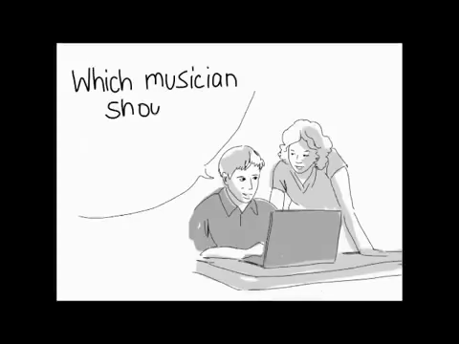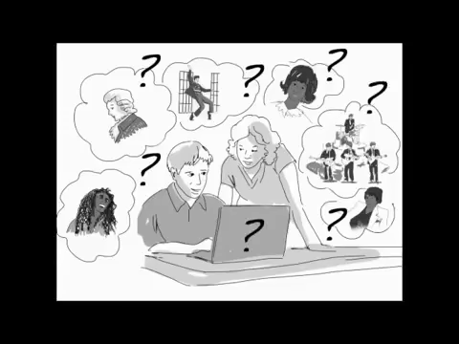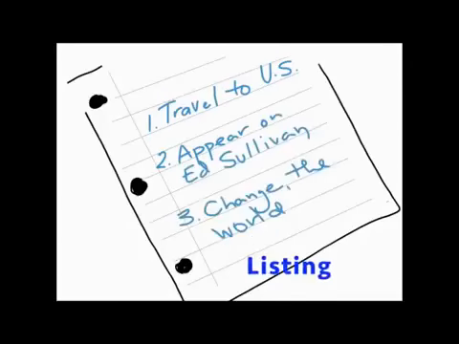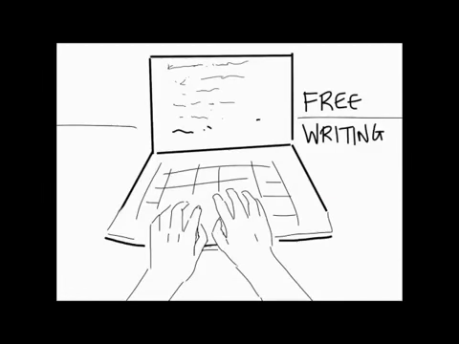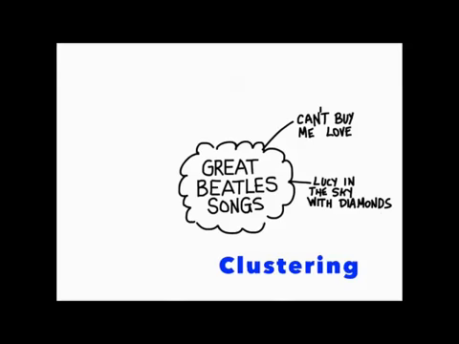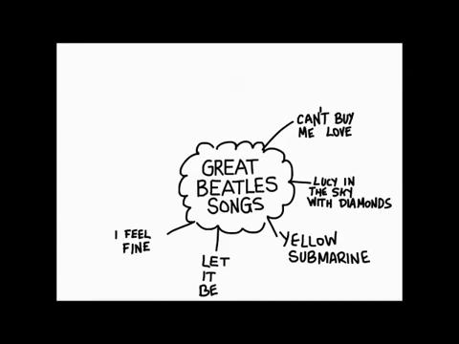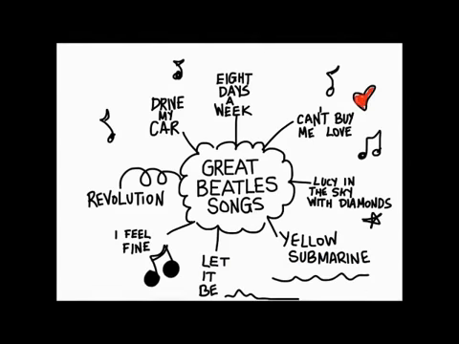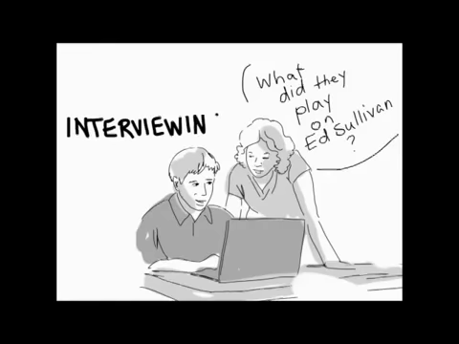Often writing a paper would be easier if we could just find a topic in which we were interested. Pre-writing helps you explore potential topics. There are many techniques for pre-writing. Listing or outlining is a common one. Another technique is free writing. Clustering or mapping also works to help you organize your thoughts. And even talking to others or interviewing.